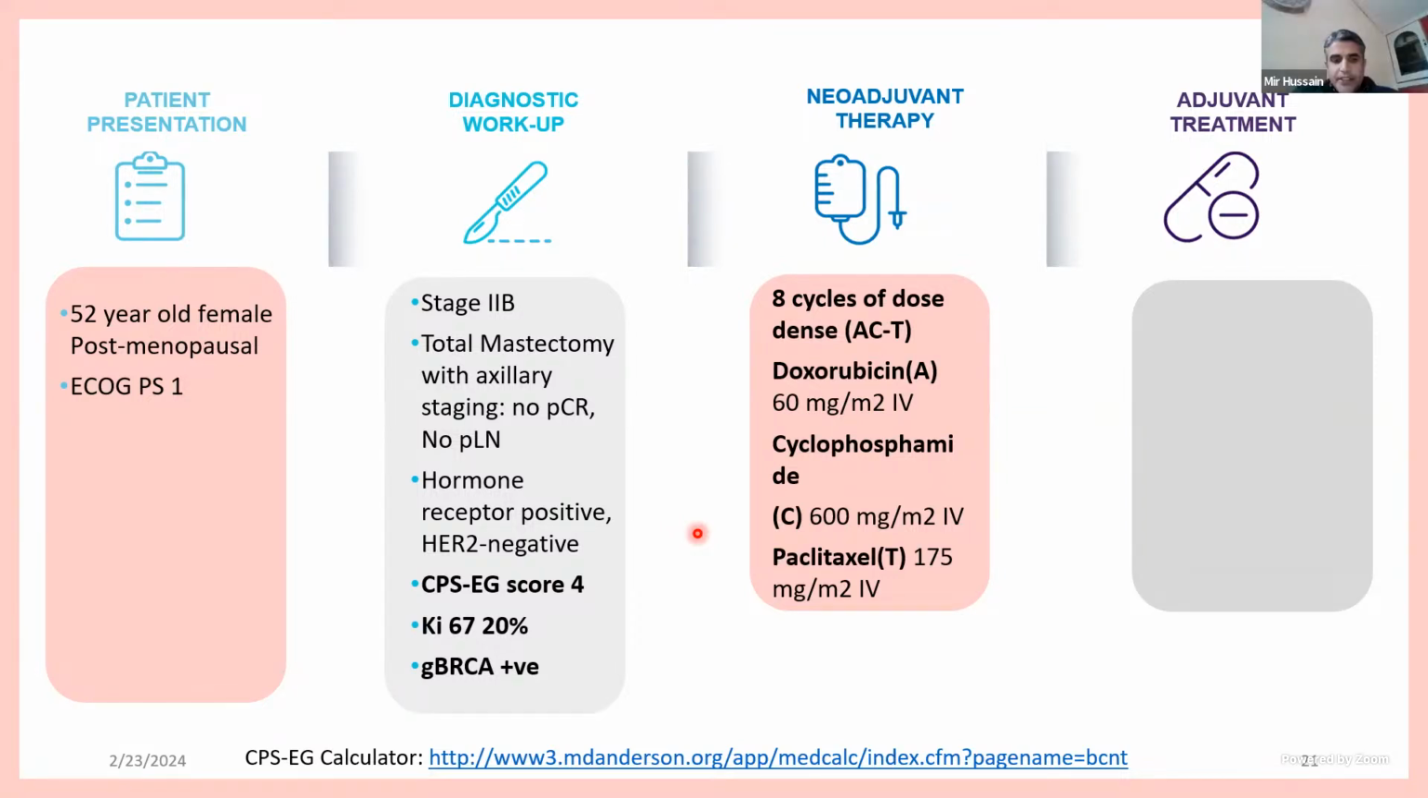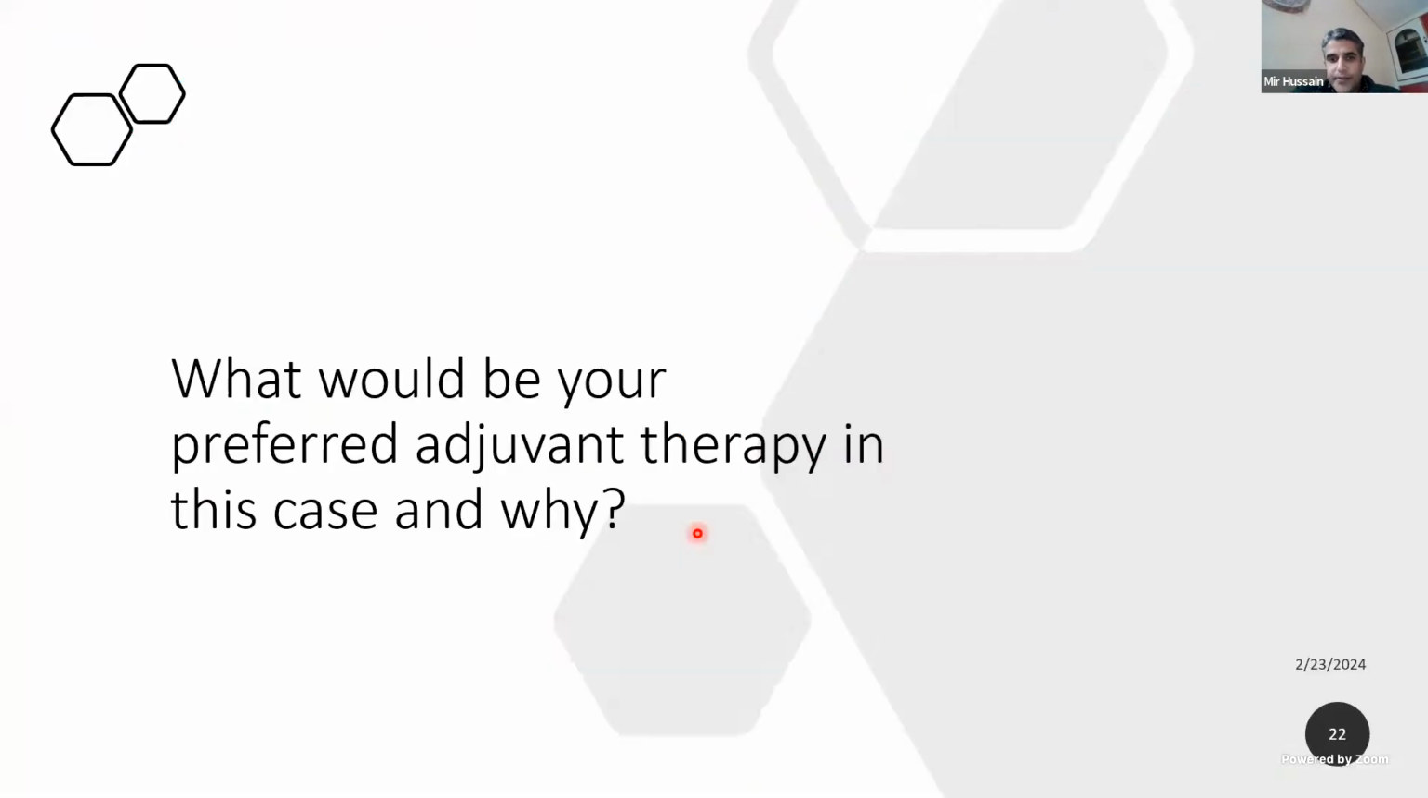So at this stage, she was found to be germline BRCA positive and Ki-67 was 20%. So would you prefer to give her adjuvant therapy, and what would be the adjuvant regimen? She has received full neoadjuvant chemotherapy. Dr. Nitish? Is she hormone positive, right? Yeah, she's ER PR positive, HER2 negative, and she was germline BRCA positive.